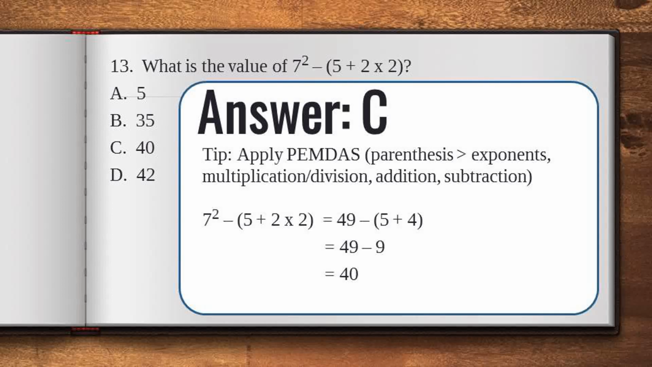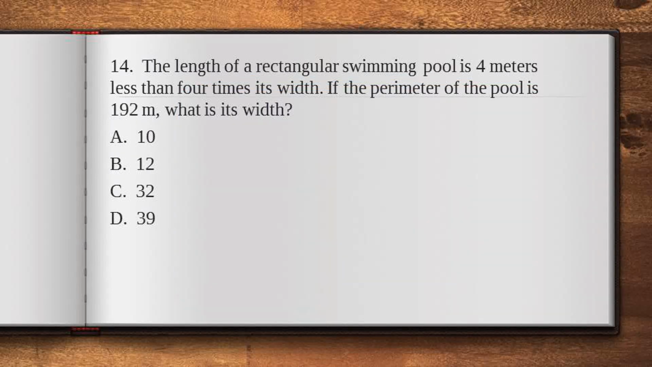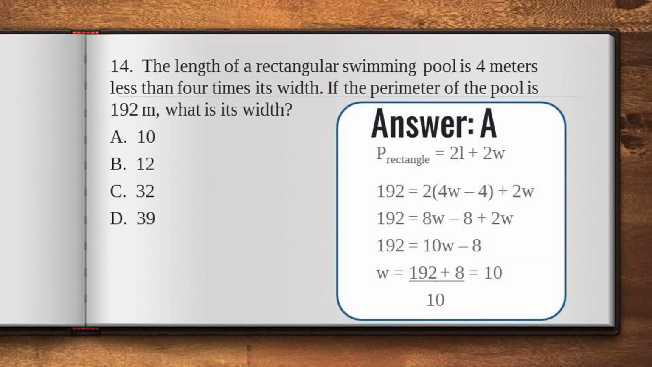Question number 14, so this is the second to the last question. The length of a rectangular swimming pool is 4 meters less than 4 times its width. If the perimeter of the pool is 192 meters, what is the pool's width? Letter A, 10 meters. Letter B, 12 meters. Letter C, 32 meters. Letter D, 39 meters. The correct answer is letter A.